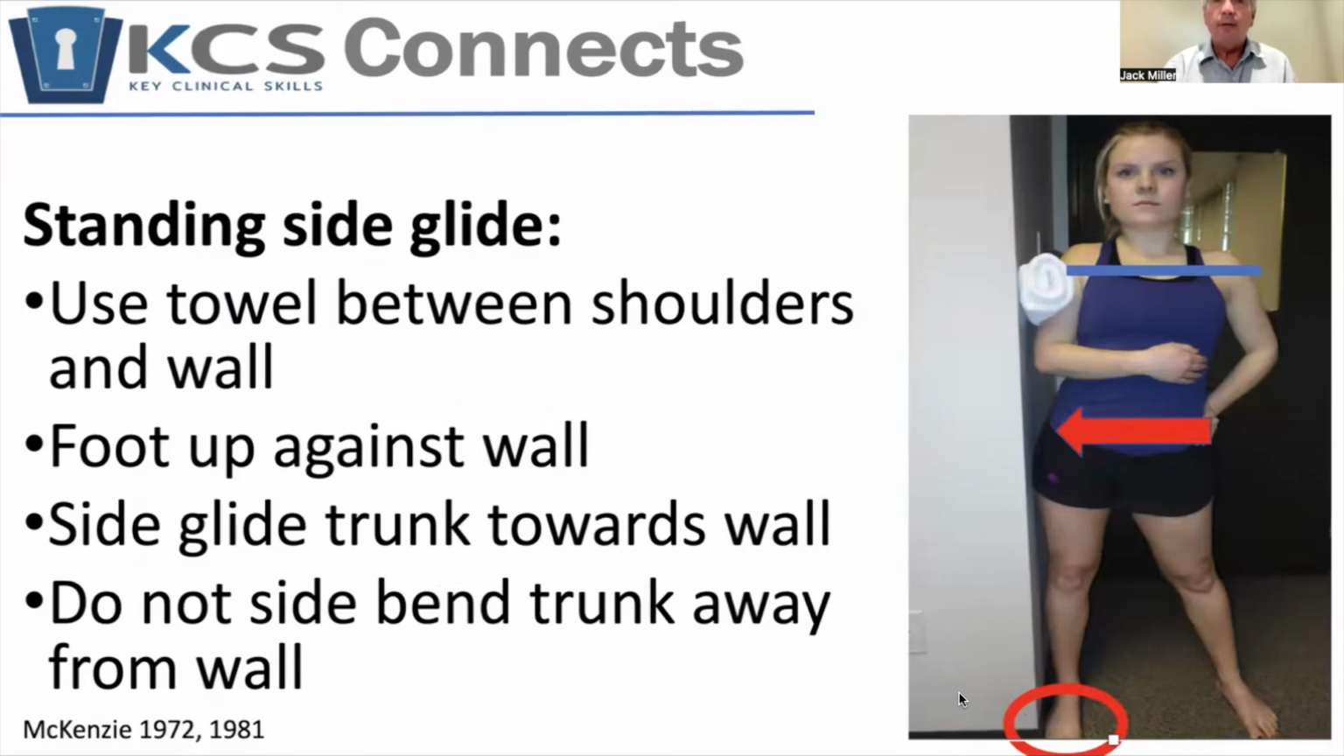If you've done that manual correction, then it's important to have the patient do their own self-correction as well. Little tip here is have a rolled up towel between the shoulder and the wall. Keep the shoulders level and glide those hips underneath. Another little tip is to have the patient's foot right up against the wall so they do side gliding, not side bending.